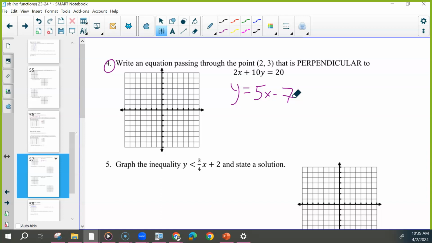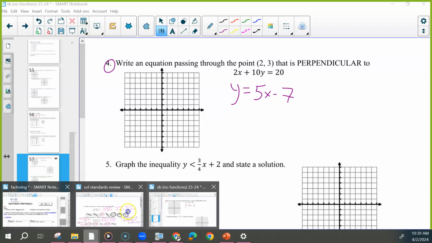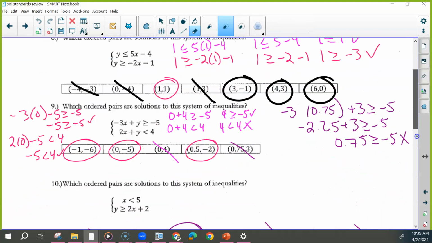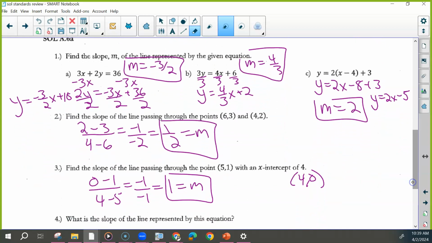Okay, we're going to quickly go through the SOL practice. We may have to finish some of that when we get back, but we'll start it. So all of these could be done in Desmos. Most of them were slope or writing equations. You don't have to write down all the work, as it can be done in Desmos, but make sure you have the answers. For number 1a, the slope was negative 3 over 2.